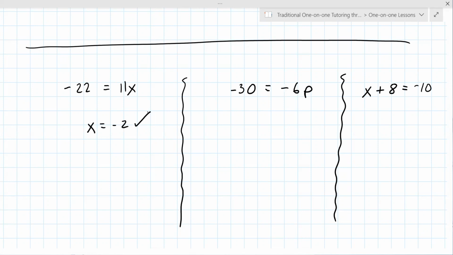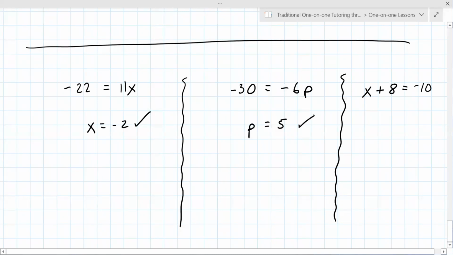Five. So here's how you want to start saying it. You want to start saying p equals 5. Oh, p equals 5. Okay. Yeah, yeah.